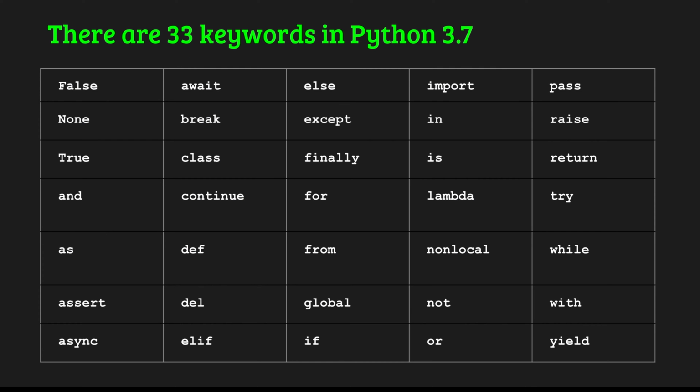And the next thing is there are 33 keywords in Python 3.7. That number can vary slightly over the course of time. All the keywords except True, False, and None are in lowercase, and they must be written as they are. Here is the list of the keywords. As you can see, there are many of them that we cannot use to create a variable name.